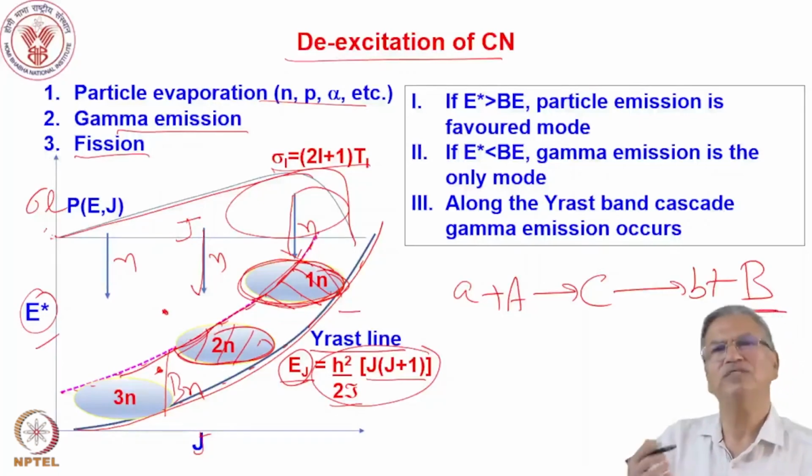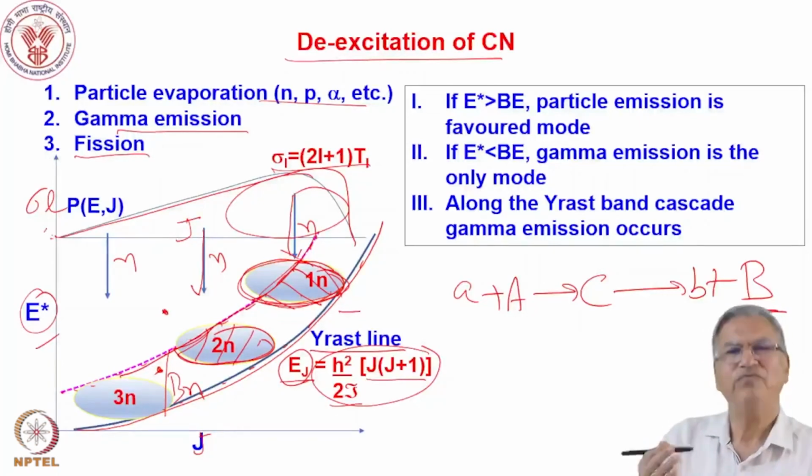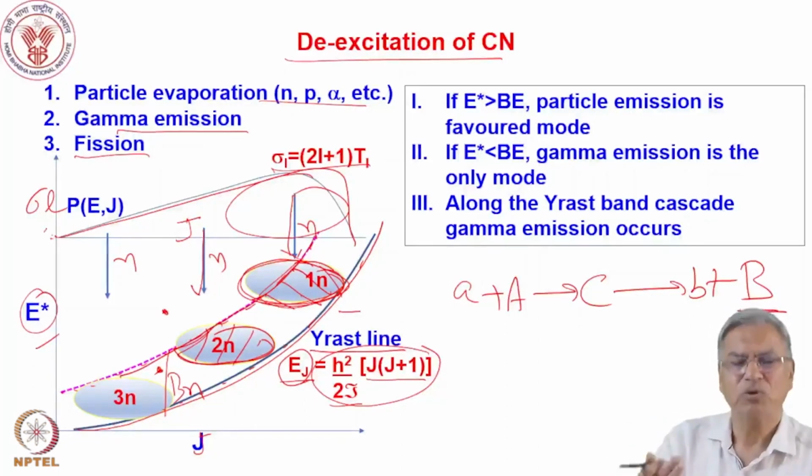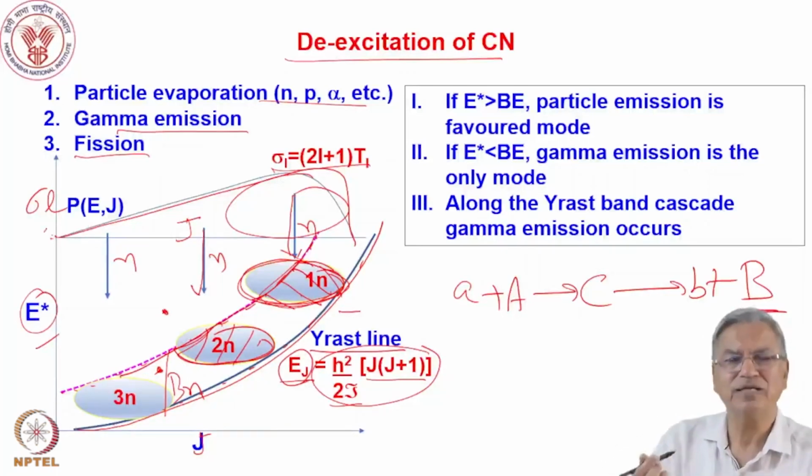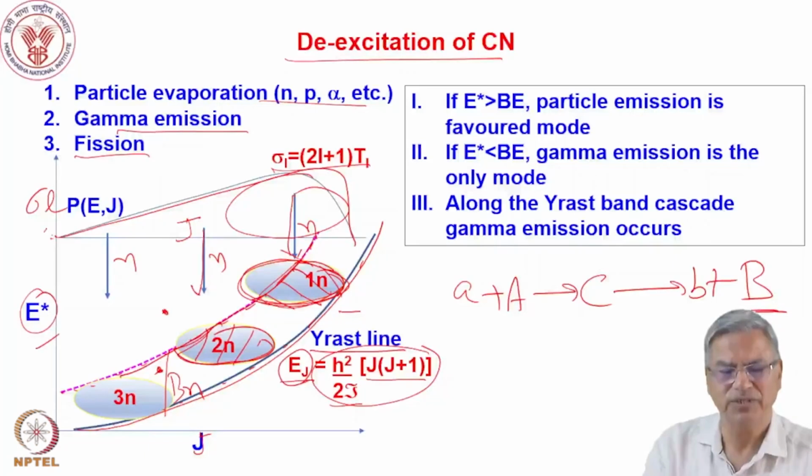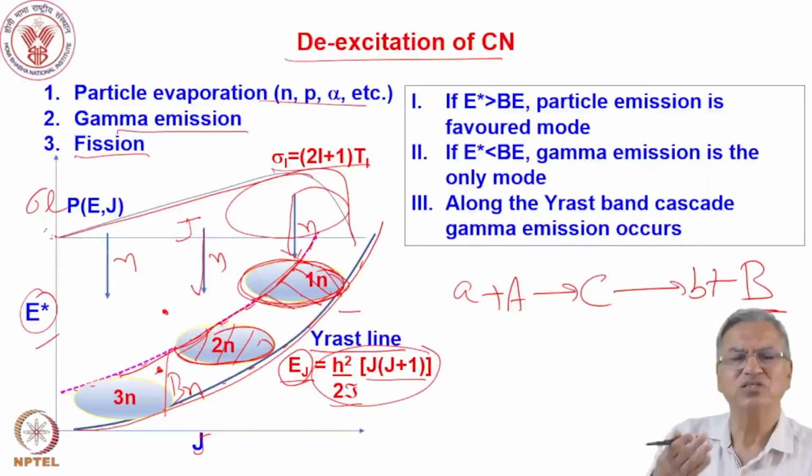In fact, what is actually known is that if a nucleus can emit a particle, it will favor particle emission over gamma emission. Why? Because the gamma ray cannot carry much angular momentum. Gamma ray will carry 1 or 2 spins, whereas the particles can carry a much higher amount of angular momentum. So particle emission is favored for high angular momentum states, provided the excitation energy is more than the binding energy of the particular particle in the compound nucleus.